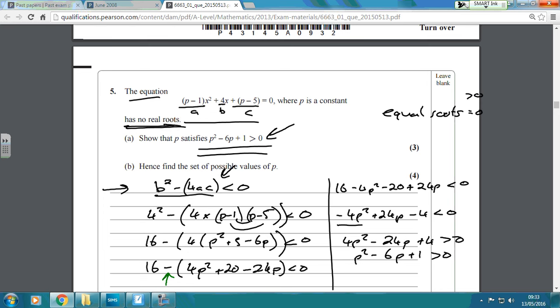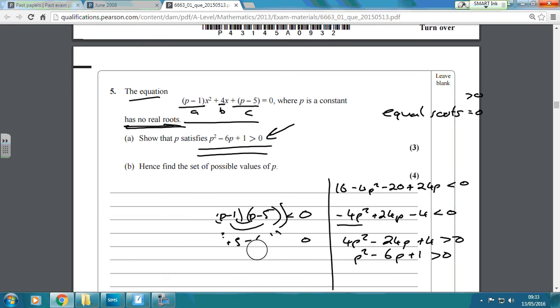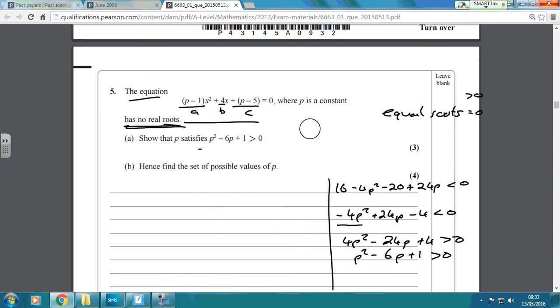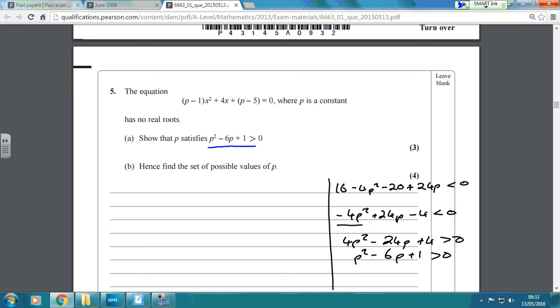So once you've done that, it says, hence find a possible set of values for p. Now the good thing about this is that even if you weren't able to do part A, you can give part B a good go. Now, just looking at the bare bones of it, what we've got here is a quadratic inequality.